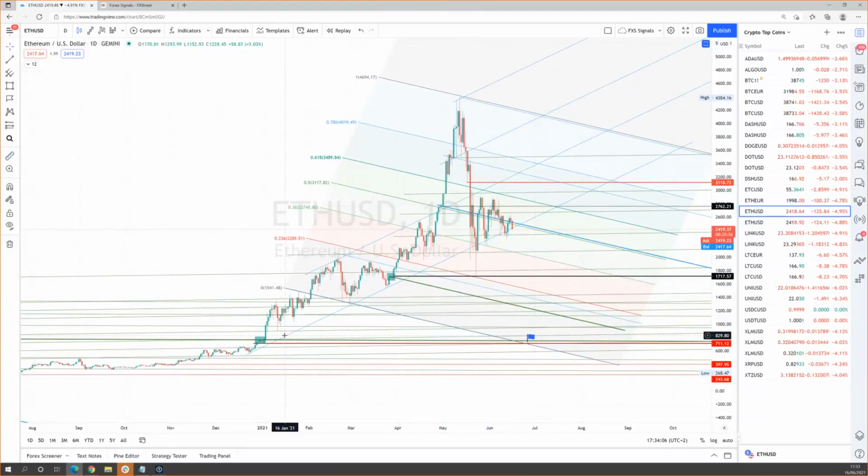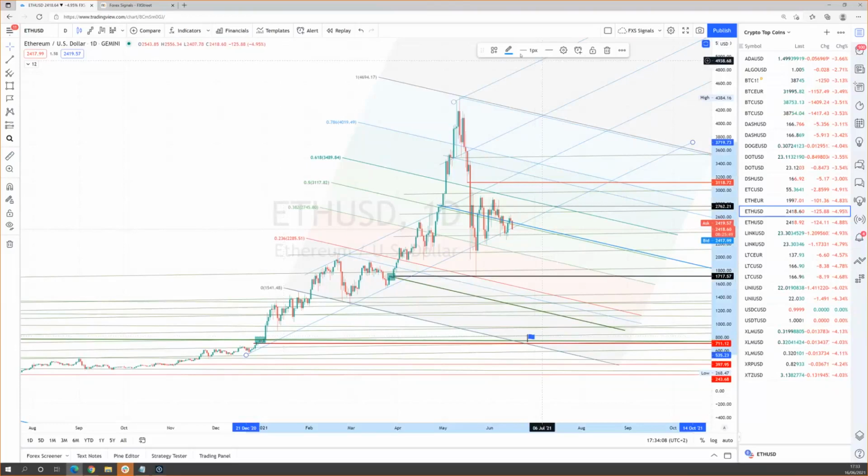We want to look at any level that originates or more or less goes through that level. And this is more or less where we are now. So we're about to lose that line again.